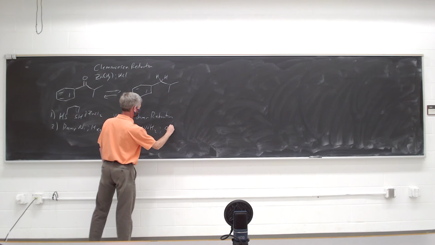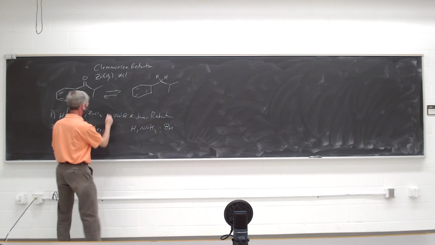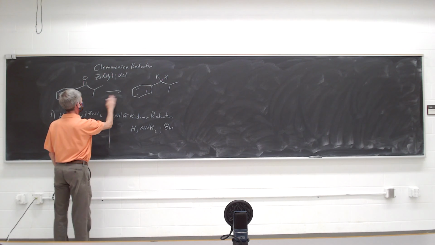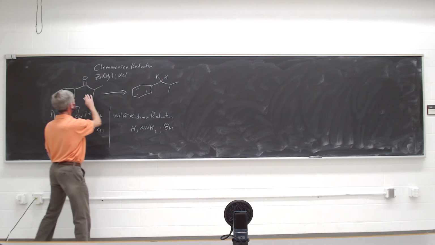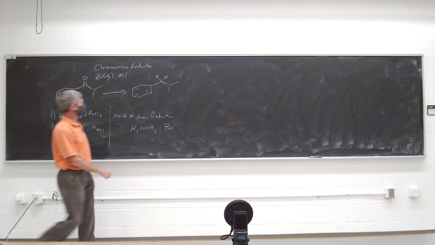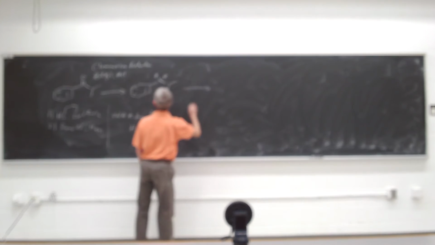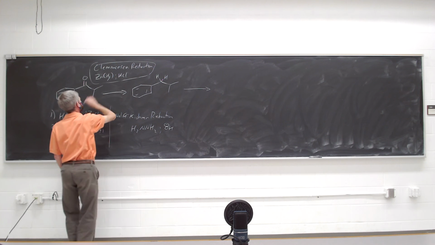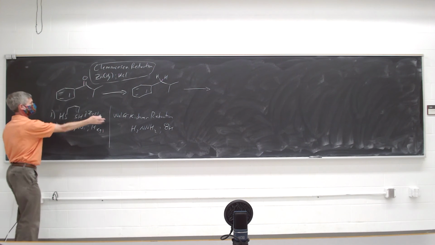Hydrazine and base. Right, so those are other alternative ways of converting the acyl group to the alkyl group, reducing a CO to a CH2. So is the zinc one on top one as well? This one is called the Clemmensen reduction. That's one way to do that, and then these are the other two that you already know.